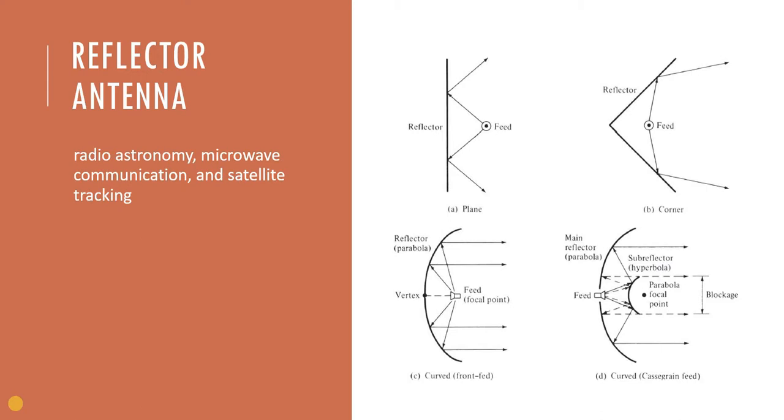As you can see in the picture, the most popular shapes are the plane reflector, the corner reflector, and the curved reflector, especially the paraboloid that we talk about in the next few slides.